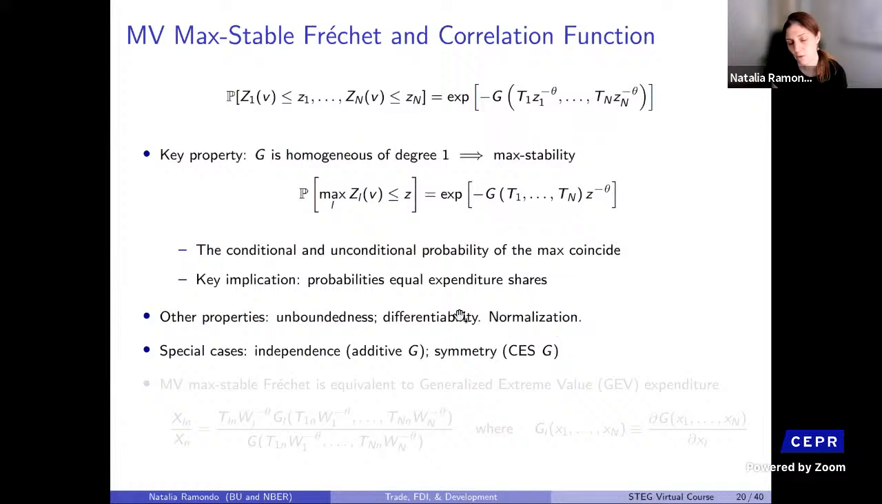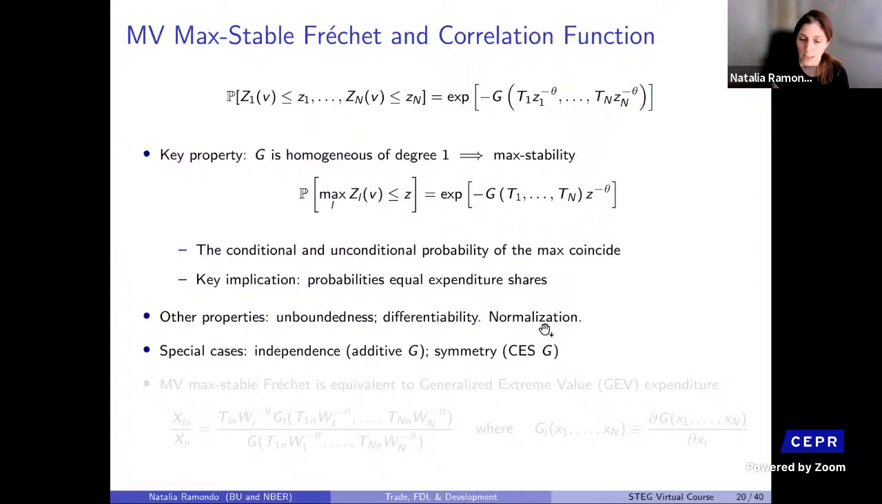Now look, there are special cases. We've been talking about independence. If G is a summation, if it's additive, that's independence. That's the EK case. If it's symmetric, say it's a CES function, we are back to the case I just showed you that we used in the MP case.